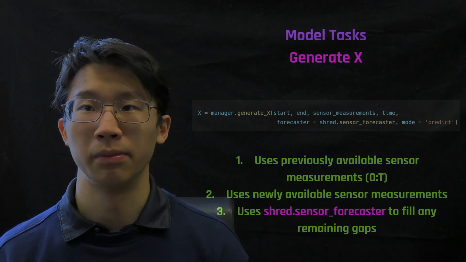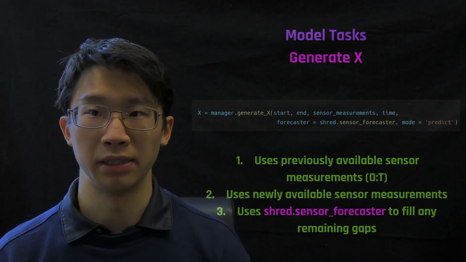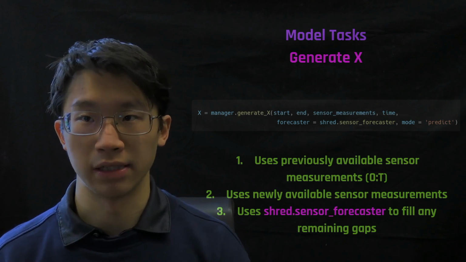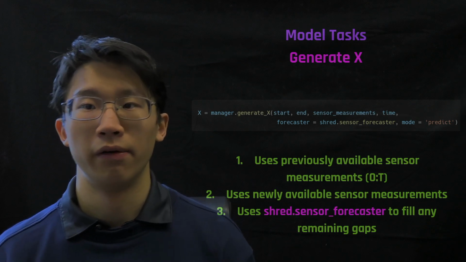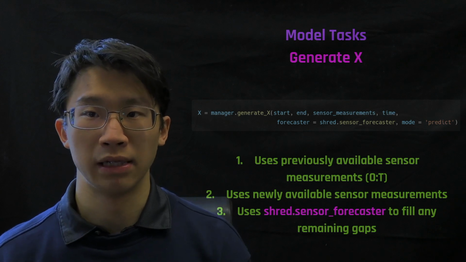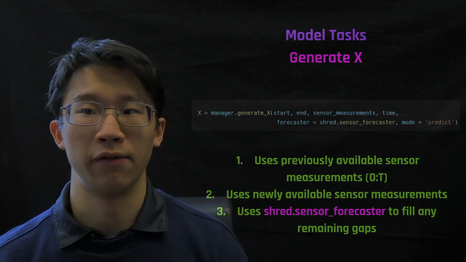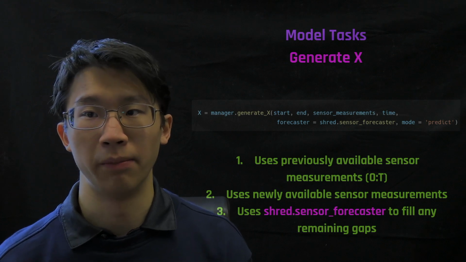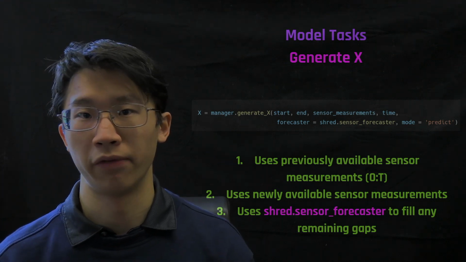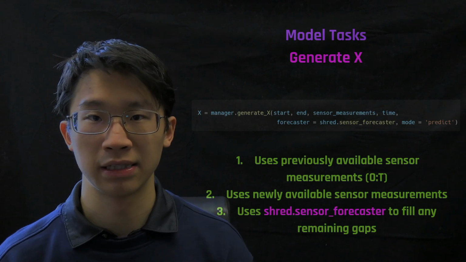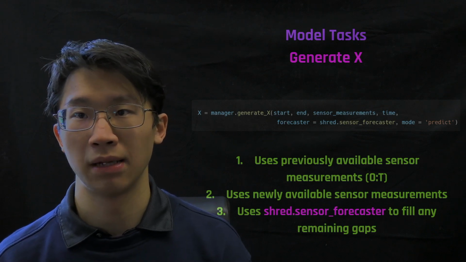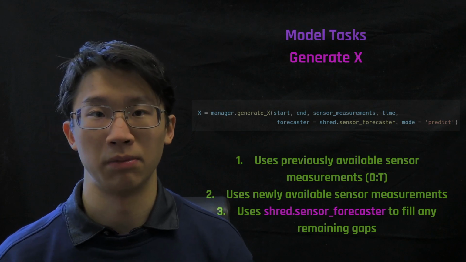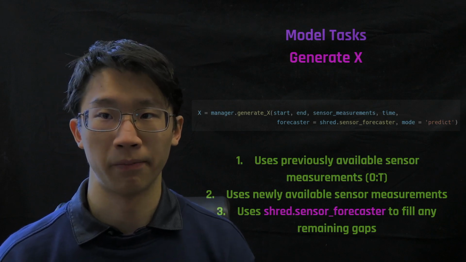And now I want to briefly talk about generateX, which is what we saw earlier, is used to generate the lagged sensor sequences. For generateX, it first uses any previously available sensor measurements. When you passed your data set into the manager, it had measurements that went from 0 to t. So it first checks, okay, for the time steps that you want from start to end, does it include any sensor measurements that are already available to it?